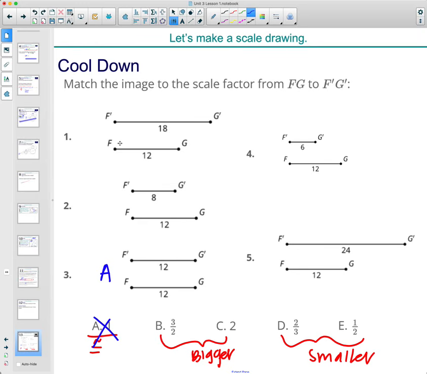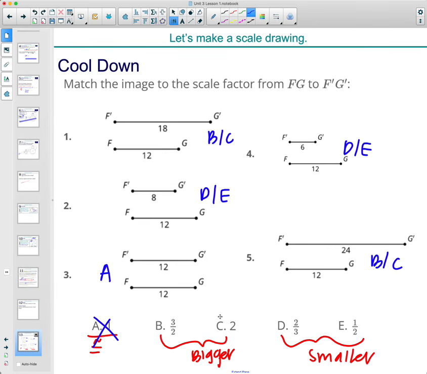Then we see from FG to F prime G prime, this one gets bigger. So this one is either B or C. From FG to F prime G prime, this one gets smaller. So number 2 is either D or E. 4 gets smaller, so this is D or E again. And 5 gets bigger, so this is B or C. Then you can actually calculate it.